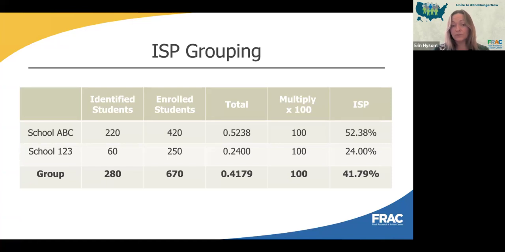If the two schools are grouped together, they have a total identified student number of 280 students. Their total enrollment between the two schools is 670 students. You do the same calculation that you would individually, but this time as a group. So 280 divided by 670 times 100 is over 41%. So as a group, school ABC and school 123 are able to implement community eligibility.